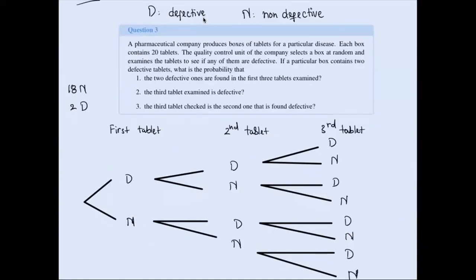Yep, that makes sense. So there's the answer from the student: 2/20, because you have 20 tablets in total and 2 of them are defective. And non-defective is 18 divided by 20.